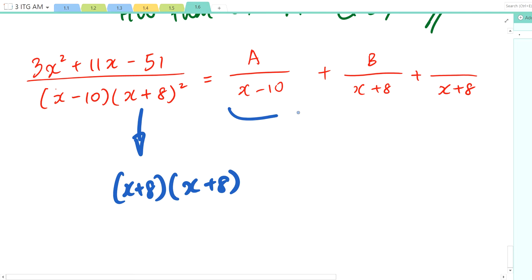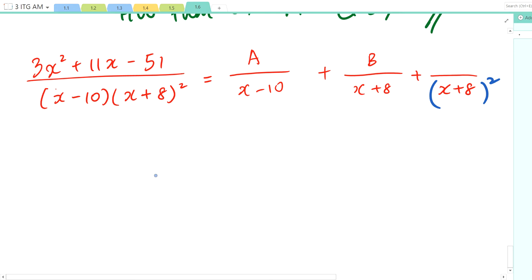Now, suppose we were to combine these three fractions. What do you think will be the denominator? x minus 10, x plus 8. Exactly. Do you get an x plus 8 squared? You don't. That's why I need to have a square over here, and that is the reason. B could very well be a value of 0. This term could disappear. I do not know. That's why we need to find out.